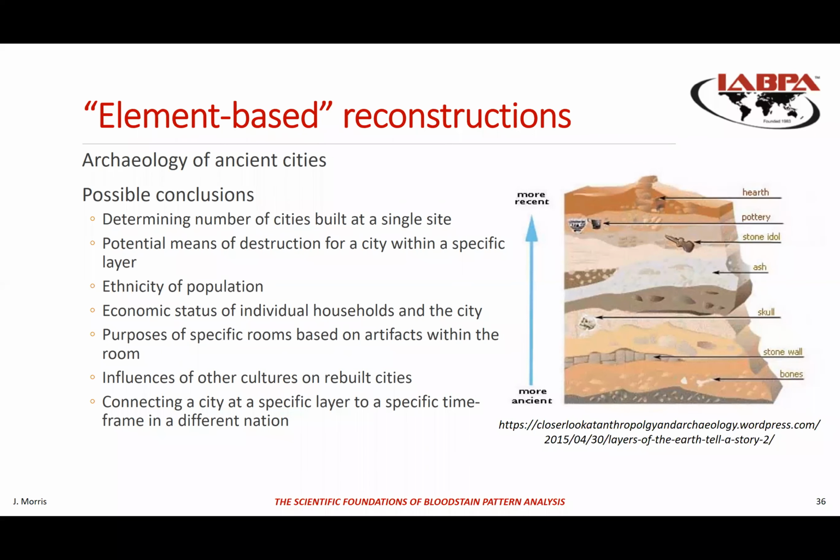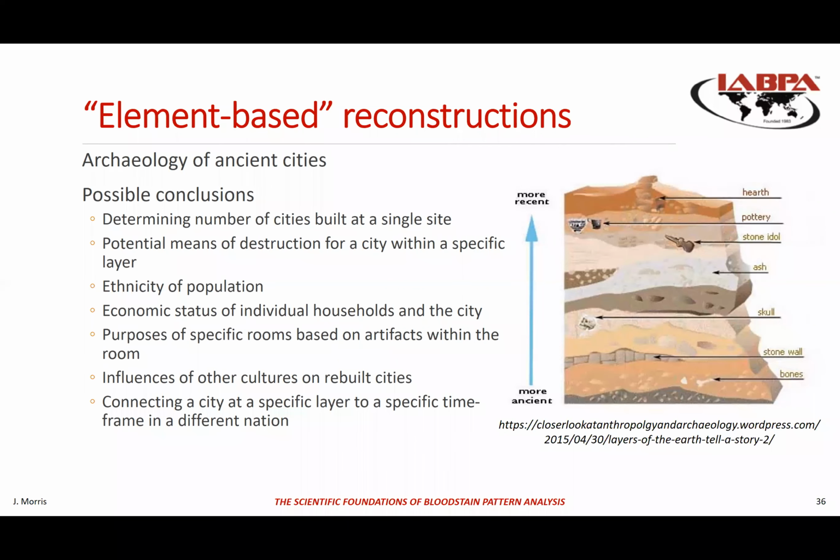We can also determine the economic status of individual households and of the city. Look at a house. Is it a smaller house? How many rooms does it have? We can look at the number of homes within that specific layer and how many of those homes have multiple rooms, or was there one prominent individual within that city? We can look at the things that are found within a room and determine the purpose of that room. Was it a storeroom? Was it a bedroom? Was it a living area?